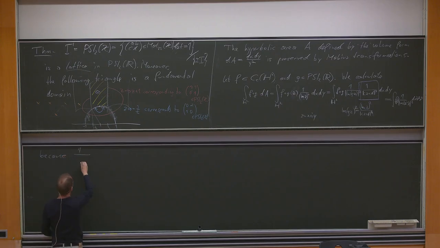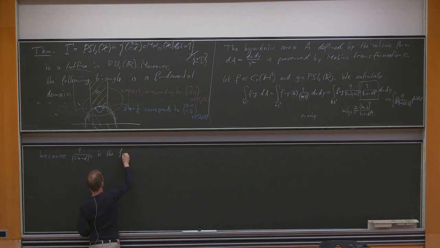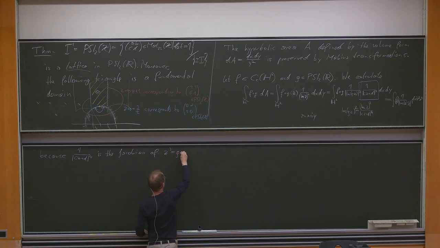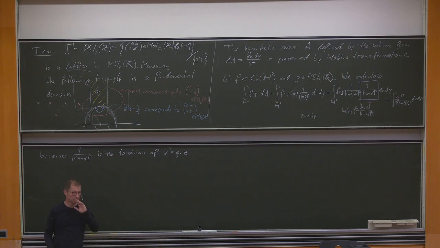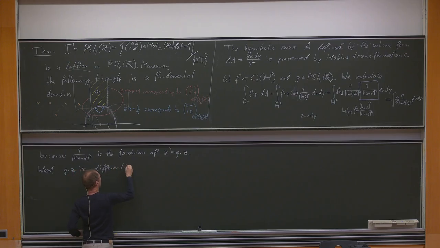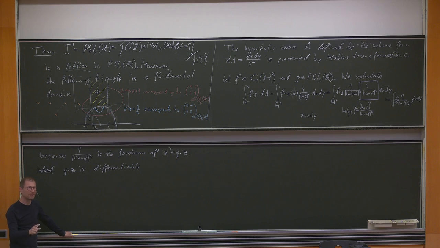Because 1 over |cz+d| to the fourth is the Jacobian of z prime equal to g applied to z. Indeed, g applied to z is differentiable. Right? We agreed on that. When we used it as differentiable before, we even said it's complex differentiable.